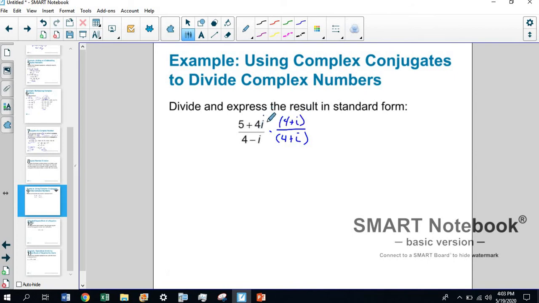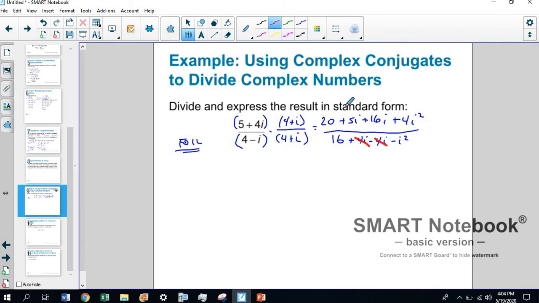Don't forget that these guys are in parentheses, even though they're not written that way. And now we distribute everything. We double FOIL. FOIL the top, FOIL the bottom. So we get 5 times 4 is 20, plus 5 times i, plus 4 times 4i, which is 16i, plus 4i squared, that's on top. On the bottom, we get 4 times 4 is 16. We get a plus 4i and a minus 4i in the middle. And then we get a negative i squared. Okay, so these guys subtract to give you 0.